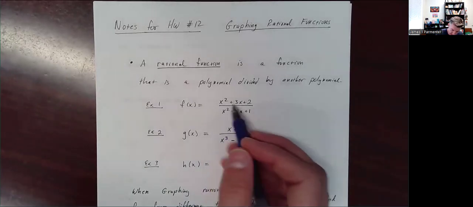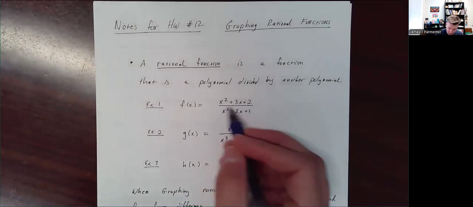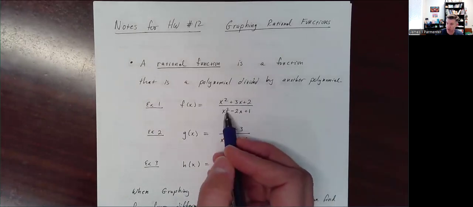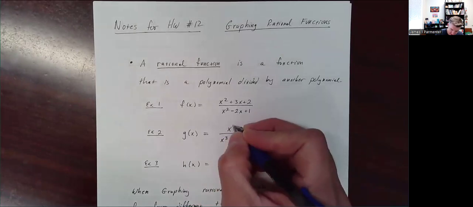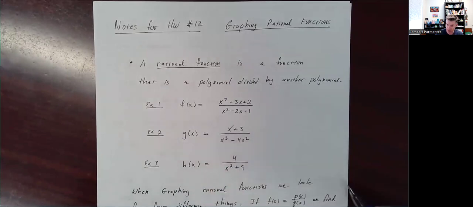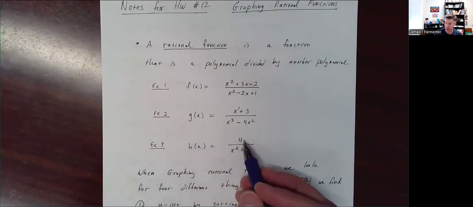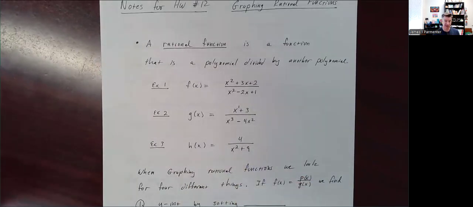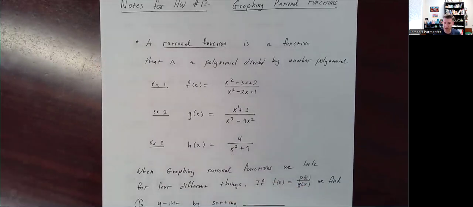I'll point out that in this first rational function, the degree in the numerator is 2. The degree in the denominator is also 2. For the second function, the degree in the numerator is 1, that's the highest power of x. The degree in the denominator is 3, highest power of x. For h of x, the degree of the numerator is 0, right? The highest power of x is x to the 0th, which you didn't write, and the degree of the denominator is 2. That becomes a little bit important when we talk about horizontal asymptotes in a minute here.